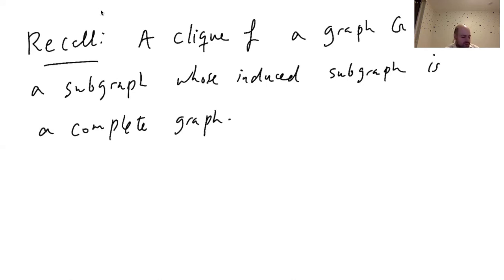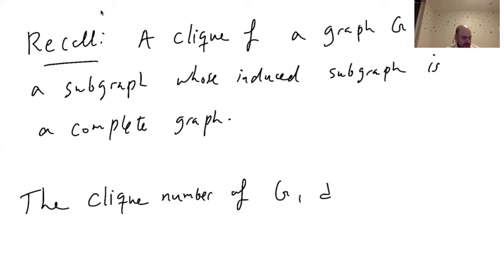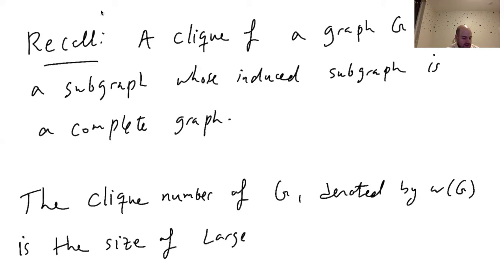What about the clique number? The clique number of G, denoted by omega of G, is the size of the largest clique in G. So if you have a graph G that has a clique of size 5, meaning a copy of the complete graph of size 5, or K5 basically, if it has a copy of K5 but it does not have a copy of K_n for any n bigger than 5, then we say the clique number, or omega of G, of that graph is 5.